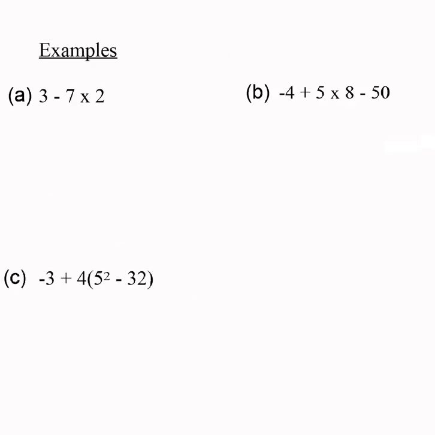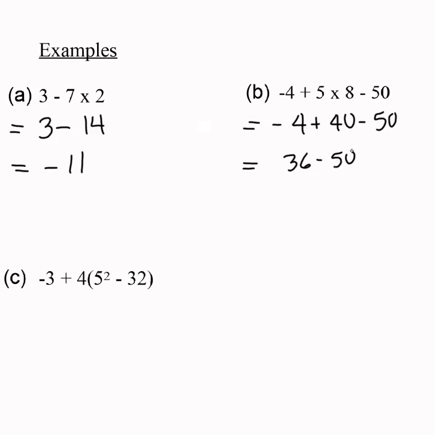So for example, here's the first one. We do our multiplication first. So we do 3 minus 7 times 2, which is 14. And 3 minus 14 is -11. Okay, so let's look at this next one. So we have (-4 plus 40), so we do the multiplication, minus 50. -4 plus 40 is 36. 36 minus 50 is -14. So this is an example of something where there is something inside the bracket to do.